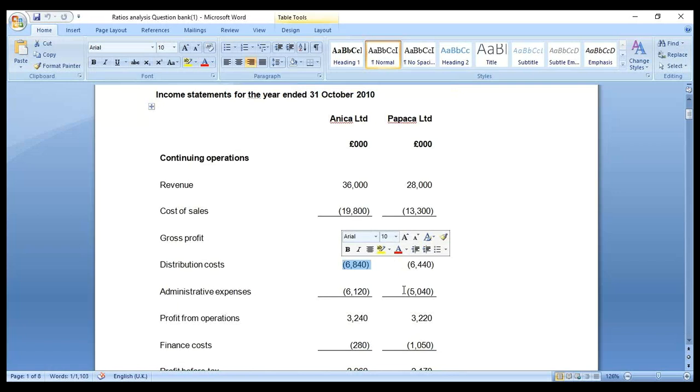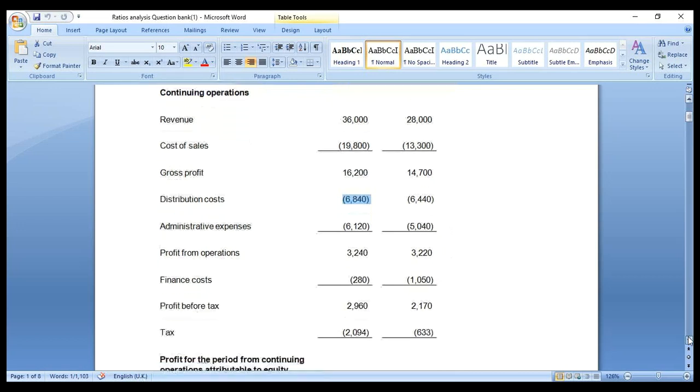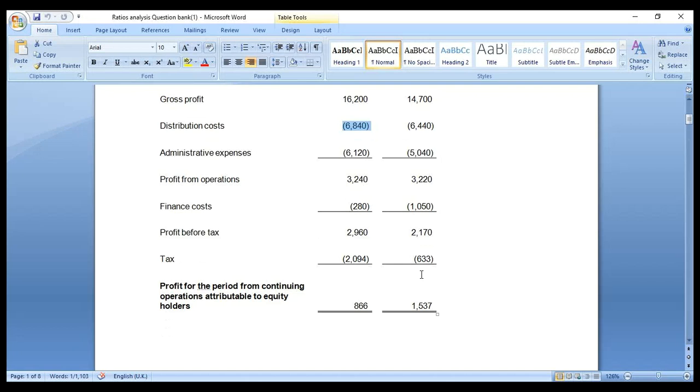So we can make a lot of decisions about the distribution cost. Why is the distribution cost higher for Anika than Papika? Then administrative expenses and profit from operations. And when we look at finance cost, we can make decisions to reduce these. We'll see Anika's sales were higher, but the profit was lower, and Papika's profit is higher than Anika's even though the sales revenue was lower. So Papika's expenses are lower, so at the end of the day the profit margin is higher.